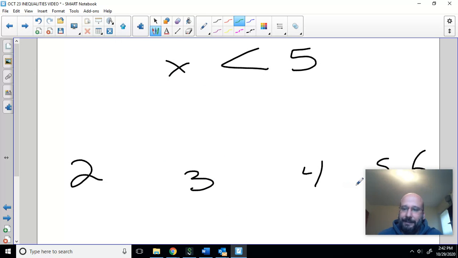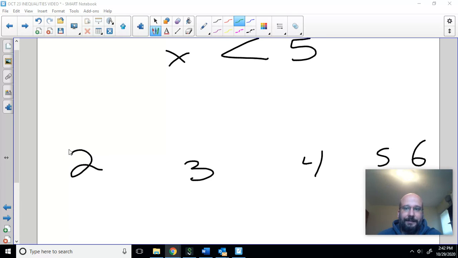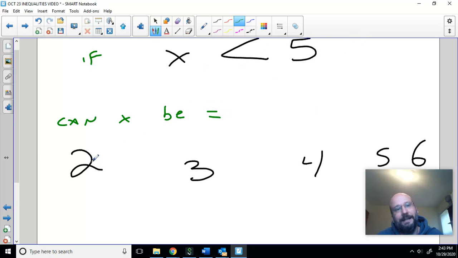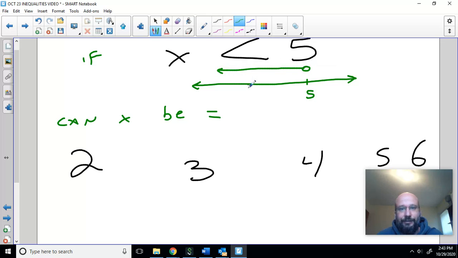The only other thing that we need to do is, I'm going to go here, 5, 6, is understand that some questions are going to ask if x is less than 5, can x be these numbers? If x is less than 5, can x be 2? Yes, x can be 2, but let's say we didn't understand how it works. If we drew our number line, we know that x can be anything less than 5. 2's here, so x can be 2.